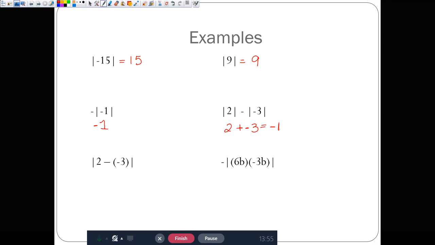Okay, so I need to perform this operation first. So I'm going to change this to addition, change the sign after. So this becomes 2 plus 3, which is 5. The absolute value of 5 is 5.